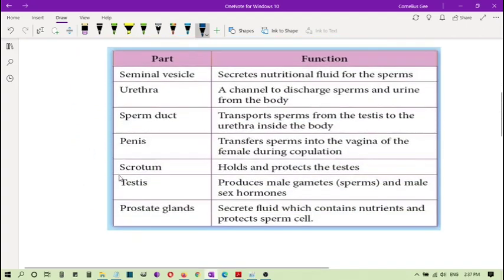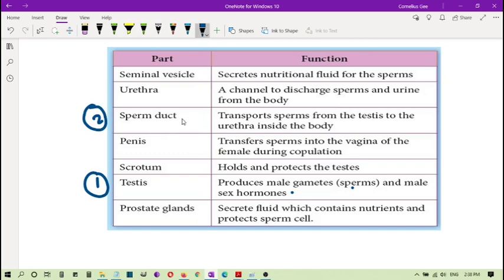Testis. Let's look at the testis first. The testis produces the male gametes, which are usually the sperms, and the male sex hormone. Sex hormones come into the picture when a person reaches puberty, because sex hormones can change the male physical characteristics. From the testis, where the sperm is produced, the sperm starts to move and goes to the sperm duct.